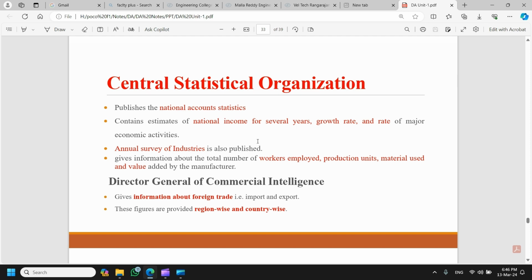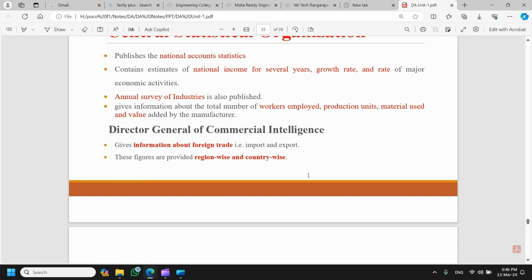The Director General of Commercial Intelligence gives us information about foreign trade, imports and exports. The figures are given region-wise and also country-wise.